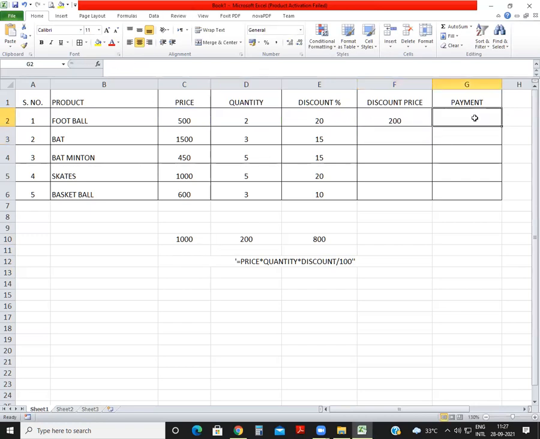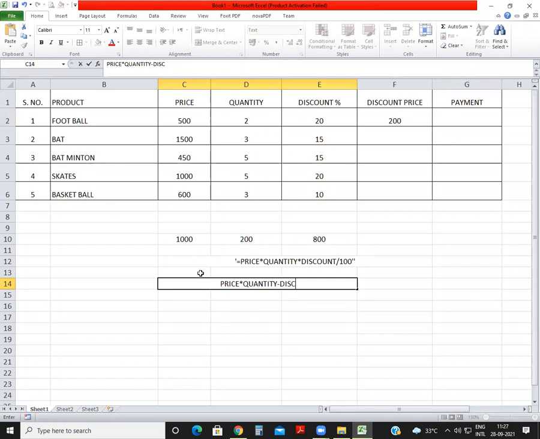Okay, now we have to find out the payment option. Okay, now we have to calculate the payment. Payment formula is also given in your book. So payment formula क्या है? यहाँ से मैं इस line को merge कर लेता हूँ. I will write here: price multiply quantity minus discount price. This is our formula to find out the payment.